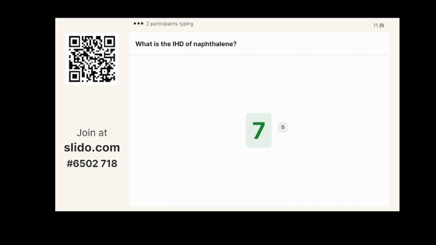It's working. Does everybody see that you can actually upvote options and stuff? Yeah. Okay.